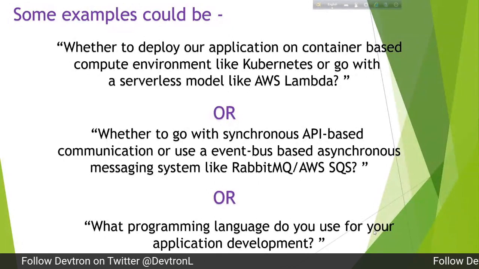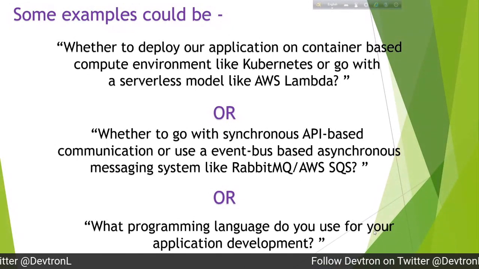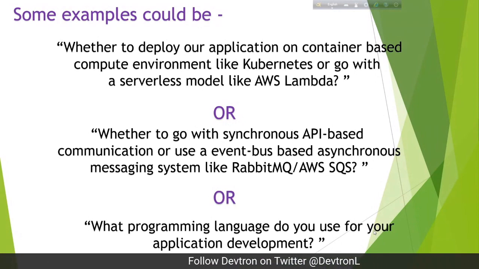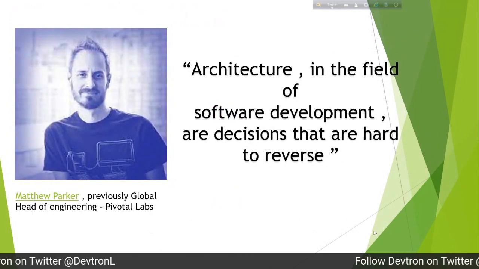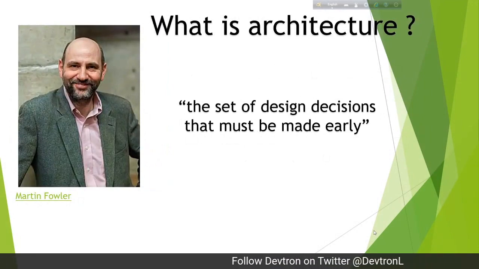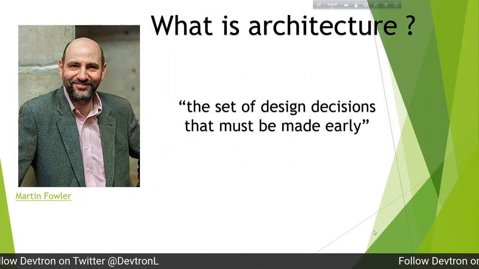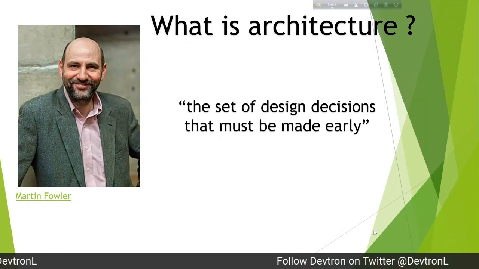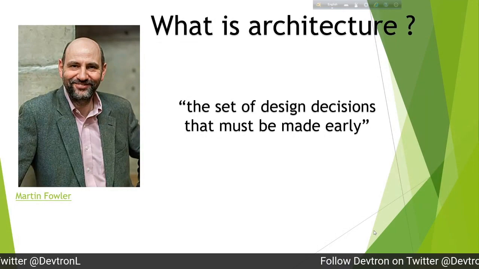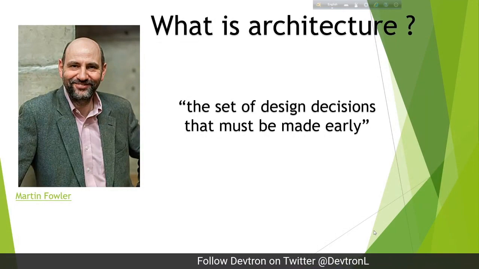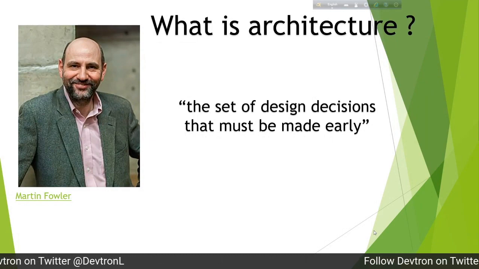So even a decision as simple as what programming language you should use for your application development is an architectural decision, because it is a decision that if you get it wrong, it's very hard to reverse, and that is why it has to be taken correctly in the early phase. And that is why architects, whether they're IT architects, enterprise architects, or cloud architects, get so much money. The reason is that they are the custodians of those decisions. They need that breadth and depth of the entire ecosystem to be able to take those decisions early. Because if they get those decisions wrong, then the entire project will have to pay a huge price for it.